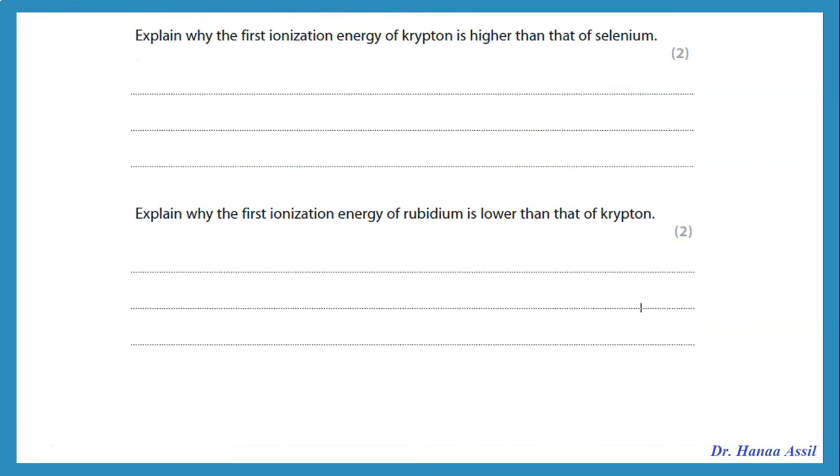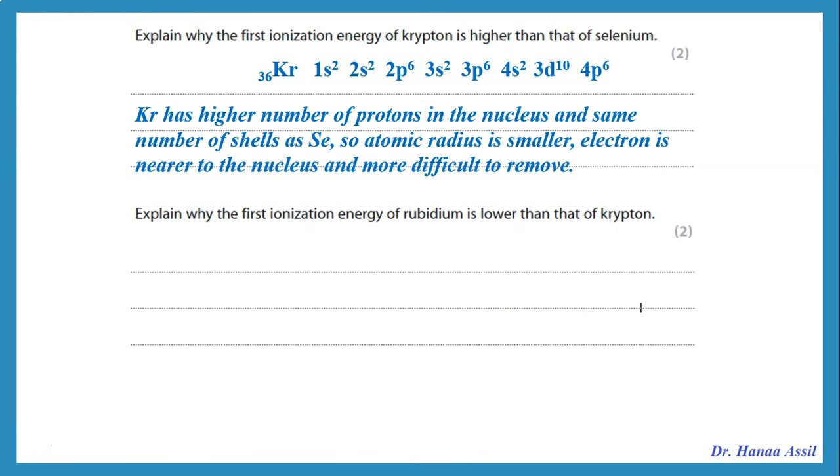Explain why the first ionization energy of krypton is higher than that of selenium. Well, again, we look at the ionization energy for krypton. Krypton has a filled p6, 4p6. So krypton has higher number of protons, same number of shells, atomic radius smaller, electron is nearer to the nucleus, more difficult to remove, and it is a completely filled sublevel which is stable and difficult to remove.